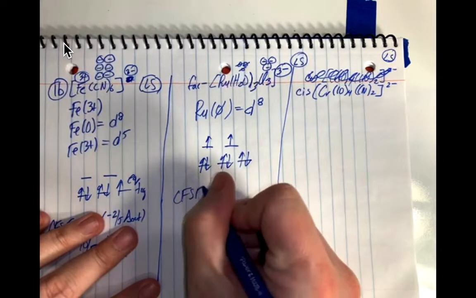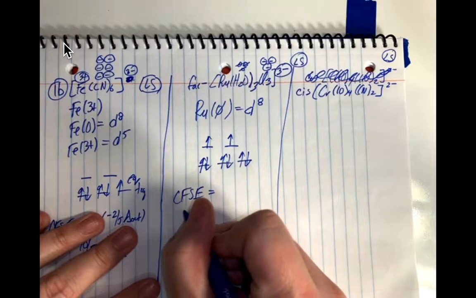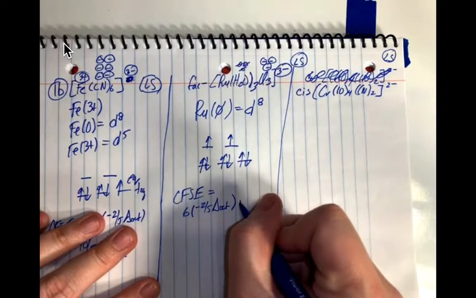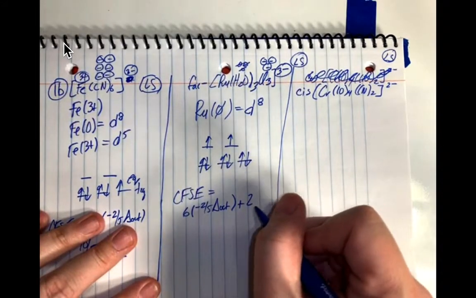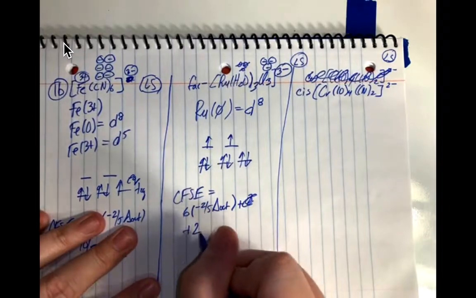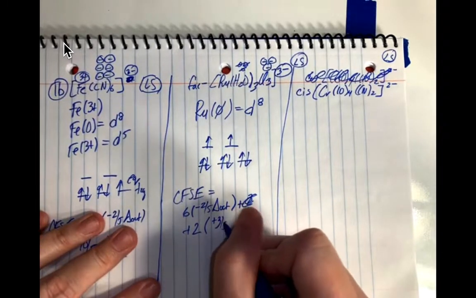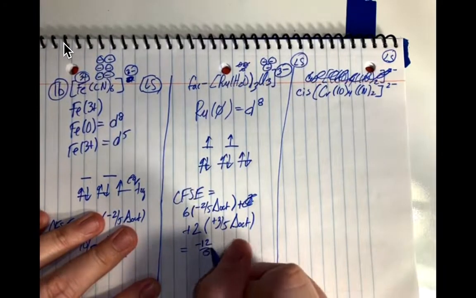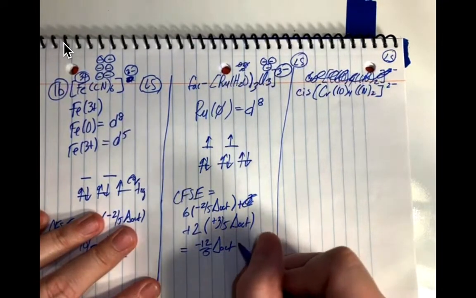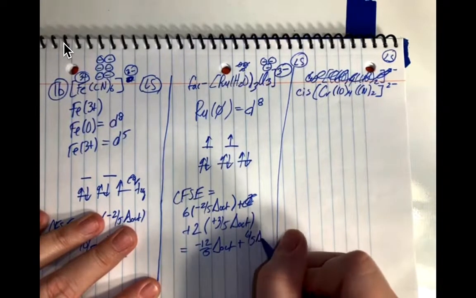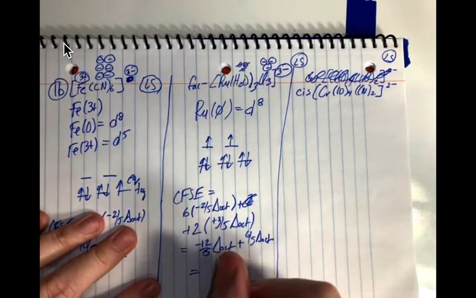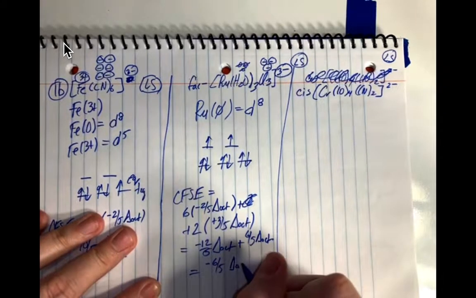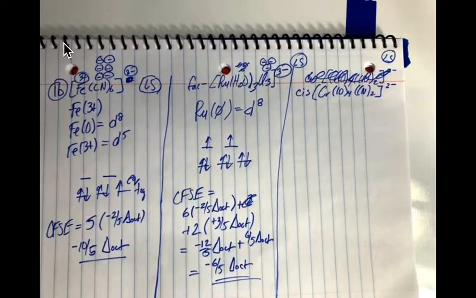So now let's do our crystal field stabilization energy. It's 6 times -2/5 delta oct plus 2, let's put that down here, plus 2 times +3/5 delta oct. So -12/5 delta oct plus 6/5 delta oct. So 6 minus 12 gives me -6/5 delta oct. That's the crystal field stabilization energy.